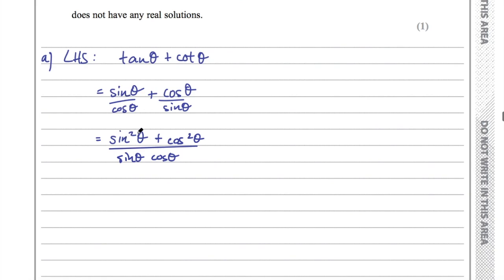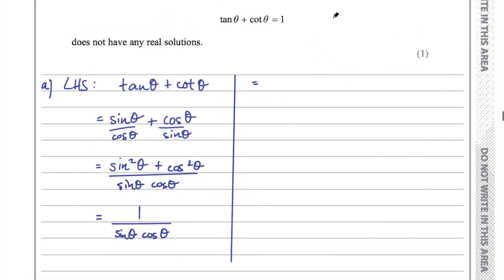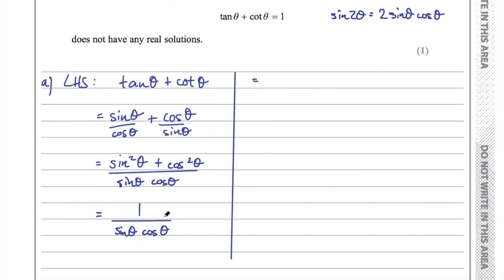And here you can see we've got sine squared theta plus cosine squared theta, and that's that famous identity, and that equals 1. So I can say on my next line this is equal to 1 over sine theta cosine theta. And now I feel like I've made some progress, and I can use the double angle formula to change this a bit more. So remember, the double angle formula says that sine 2 theta equals 2 sine theta cosine theta. And so we can do something a little bit fancy here.